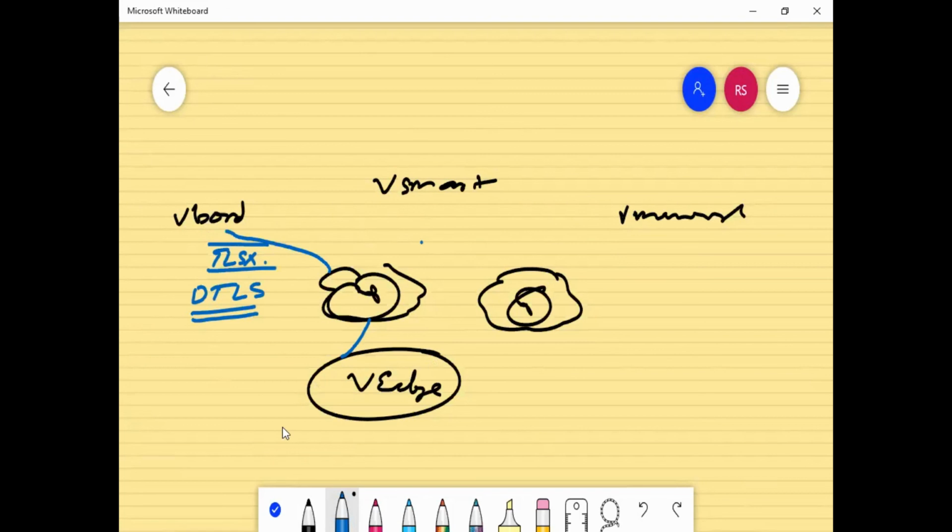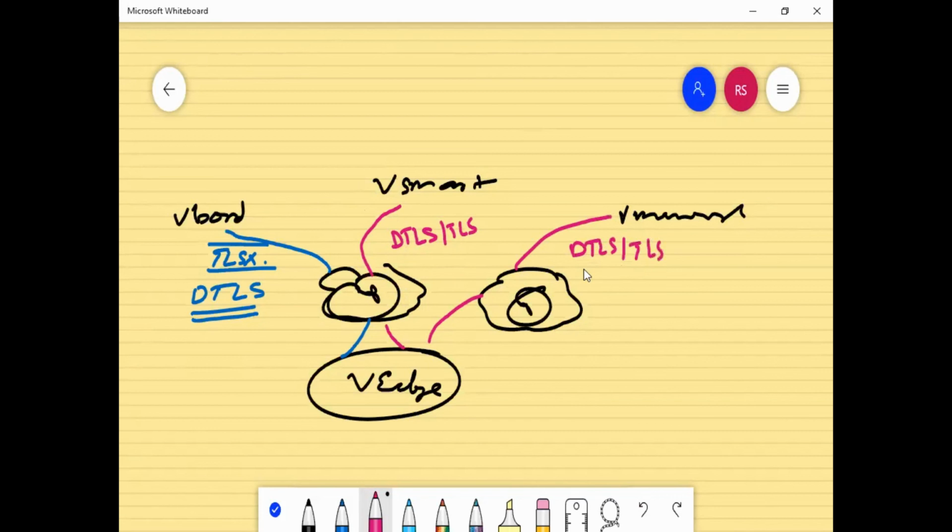Okay, but if you talk about the tunnel between the vEdge and vSmart, what should it be? Anyone? I think both TLS and DTLS. This can be DTLS and TLS, right? And again, if you talk about the vManage, it can again be both DTLS and TLS.